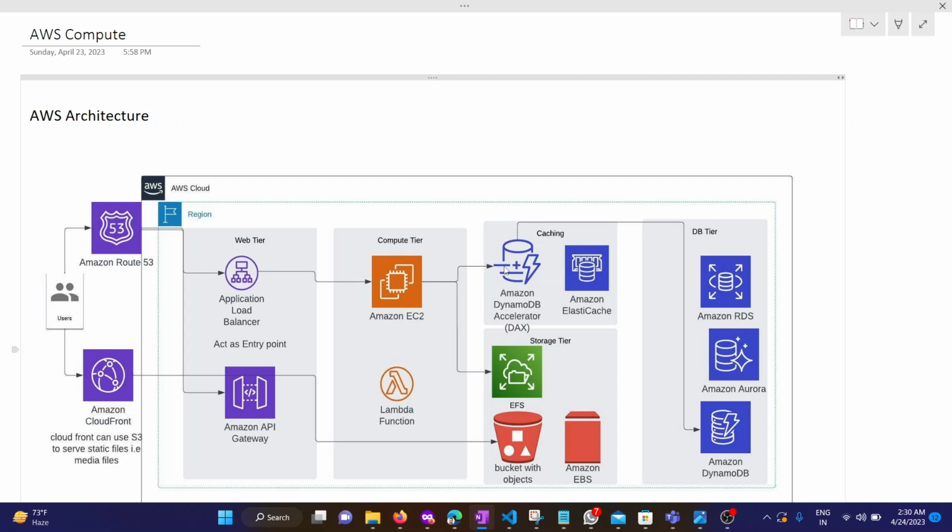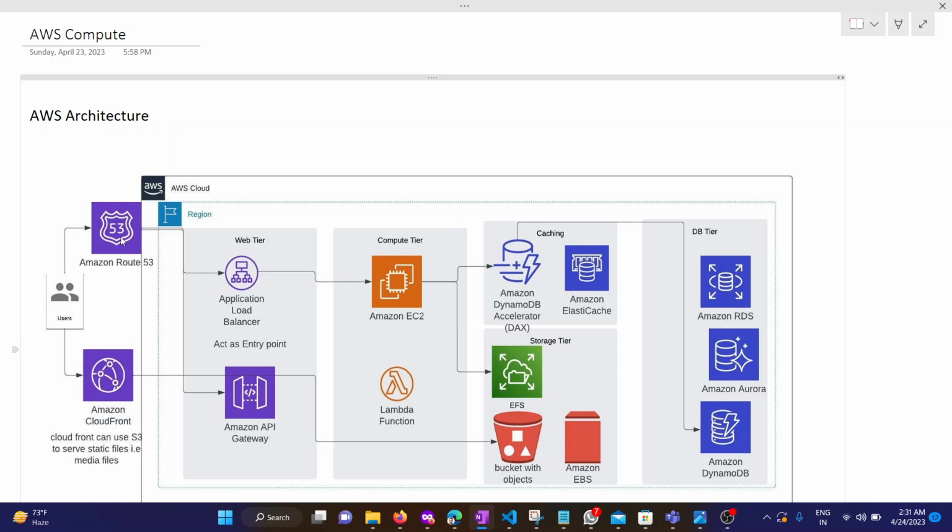Suppose there is a website, Netflix, and it is using that AWS cloud. So you are a user. Now you will browse that website and Amazon Route 53 will resolve the DNS, and then the first thing it will face will be the web tier.